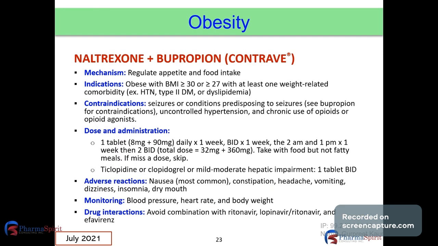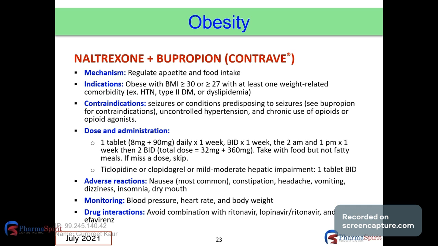So now we'll talk about the new drug that's approved in Canada for obesity, and the drug name is Contrave. Contrave is a combination of naltrexone plus bupropion. These two ingredients work by affecting two separate areas in the brain that regulate food intake. The first area is the hypothalamus, which contains the appetite regulatory centers, and that's how they regulate the appetite. And they also affect another area in the brain that's called the mesolimbic dopamine pathway.